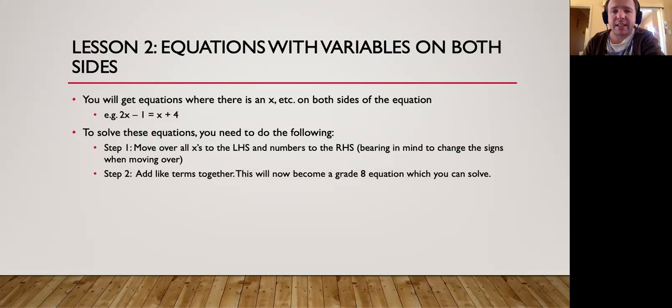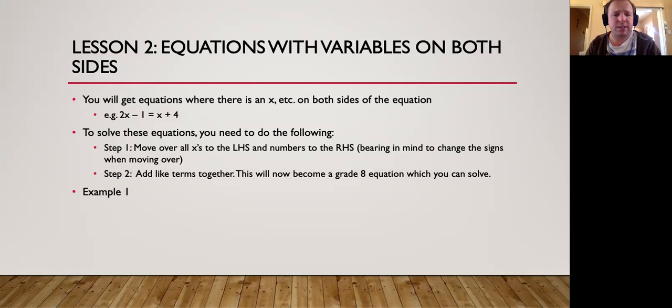Then you're going to need to add the terms together. So all the x's on the left-hand side you have to add together. All the numbers on the right-hand side you're going to need to add together. Now, when you do that, it becomes a very simple grade 8 equation you can solve, because it will become something times x is equal to another number, which you can easily solve.